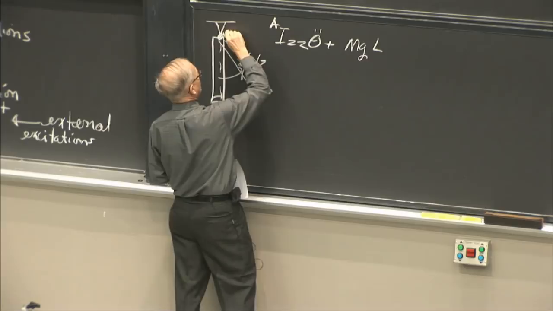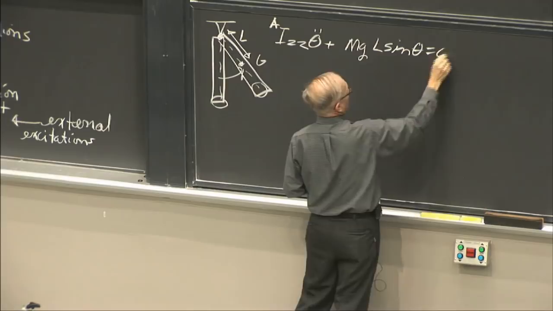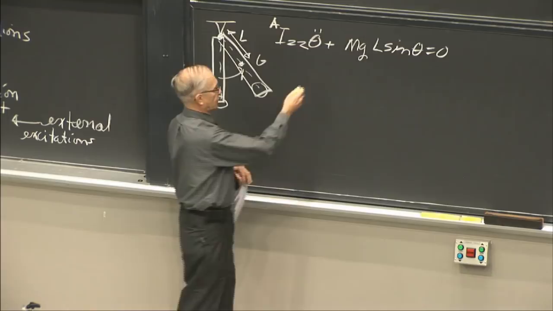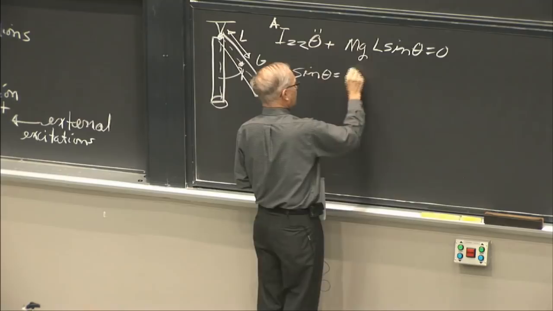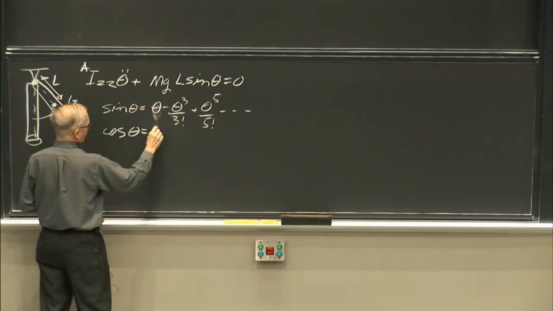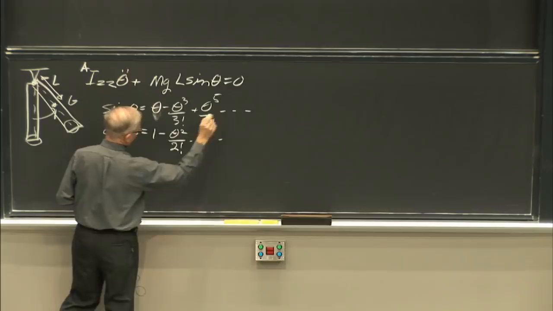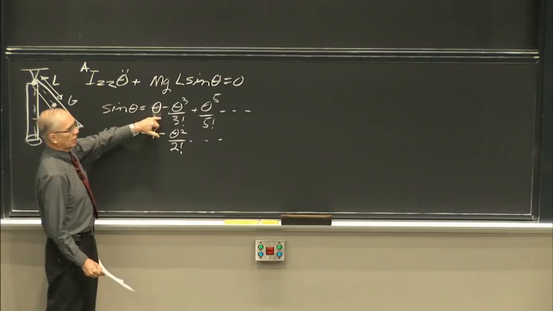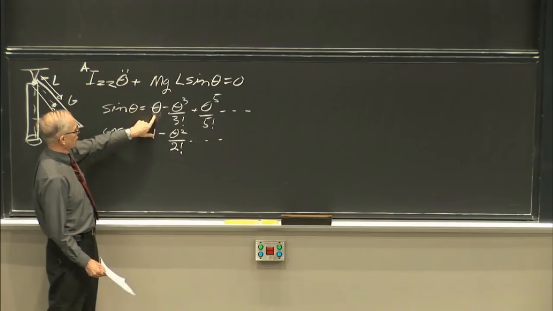So mgL sine theta, and for free vibration, that's all there is to it. To linearize this equation, we use sine theta equals theta minus theta cubed over 3 factorial plus theta to the 5th over 5 factorial. And cosine theta is 1 minus theta squared over 2 factorial and so forth. When we say linearize, we mean we want our equations to involve the motion variables at most to first order. So the first order term for sine is theta. There's no first order term for cosine.